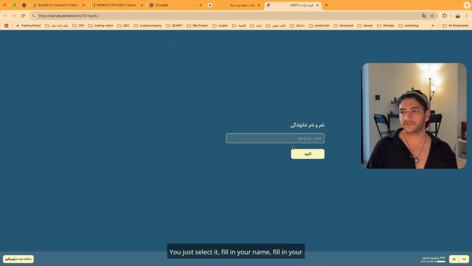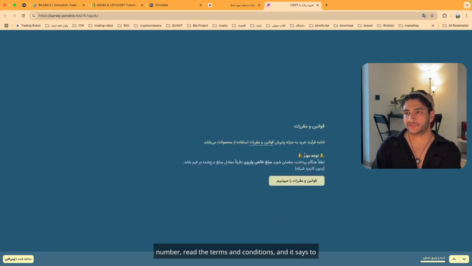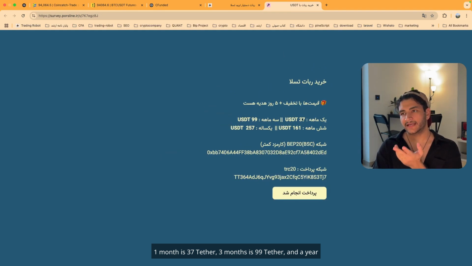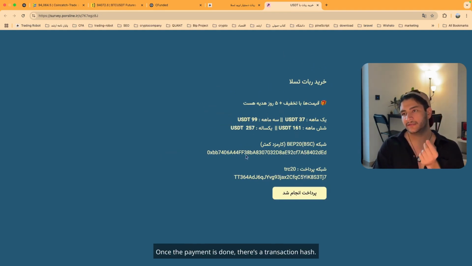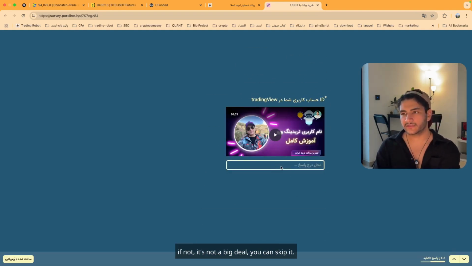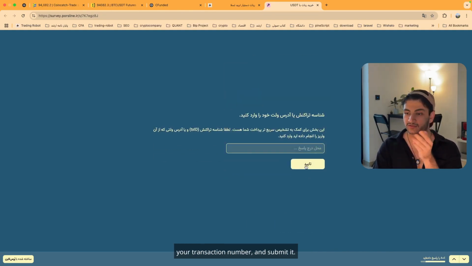You just select it, fill in your name, fill in your number, read the terms and conditions, and it says to send to this wallet address. 1 month is 37 Tether, 3 months is 99 Tether, and a year is 200 Tether. That's how you make the payment. Once the payment is done, there's a transaction hash. If you know how, you enter it. If not, it's not a big deal, you can skip it. Then you come here, enter your TradingView ID, enter your transaction number, and submit it.